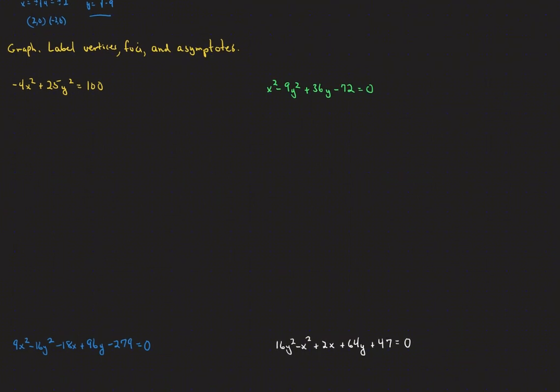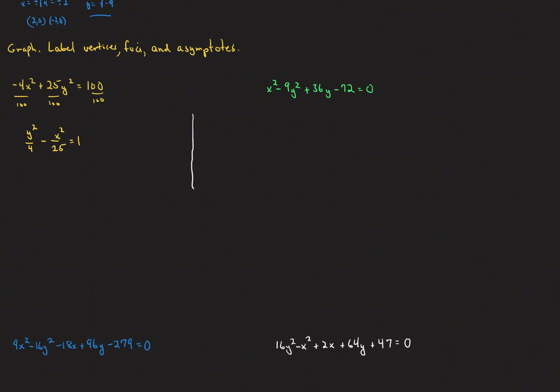Okay, here we go. We're going to try to graph our hyperbola. We're going to label the vertices, the foci, and the asymptotes. So we want to make it equal to 1, so we're going to divide by 100. I'm going to write the positive term first. So this is going to be y squared over 4 minus x squared over 25 is equal to 1.